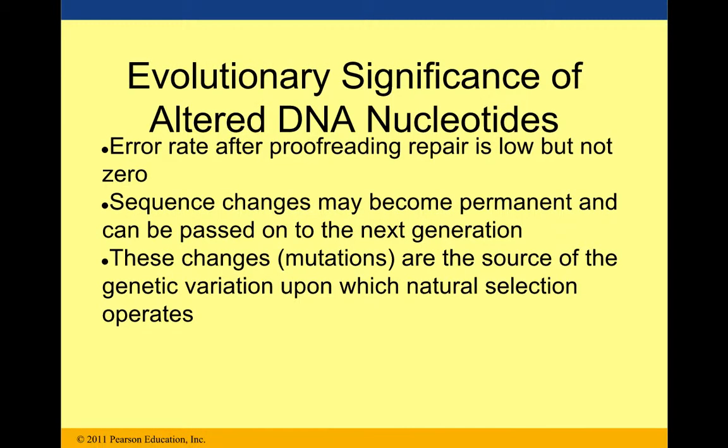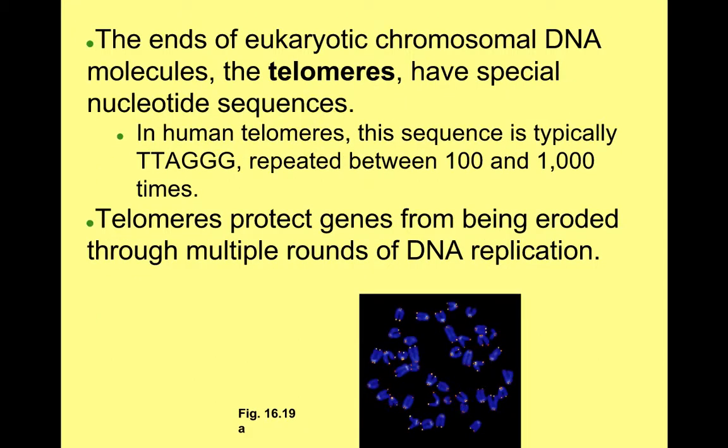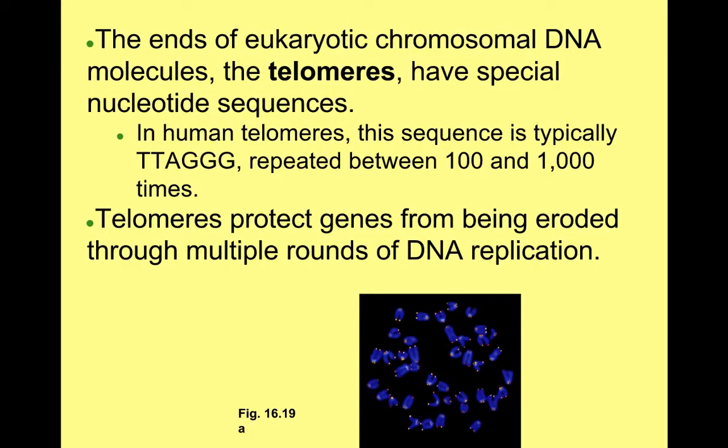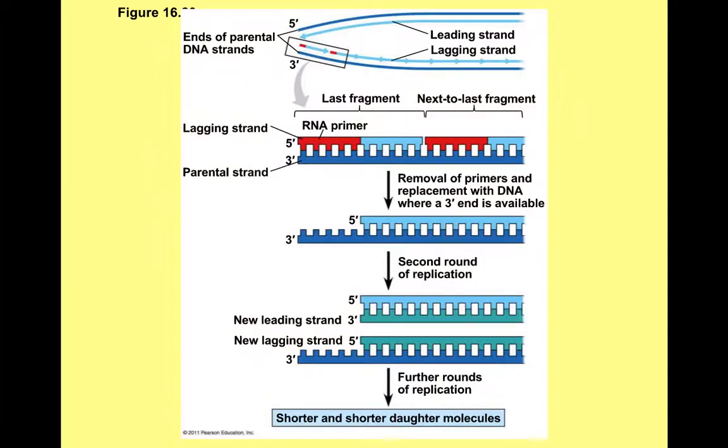I'm not that good at explaining telomeres, but I'll try my best. The ends of each gene have telomeres, which are special nucleotide sequences. It's typically TTAGGG, and that's typically repeated a bunch of times. Telomeres protect genes from being eroded through multiple rounds of DNA replication.